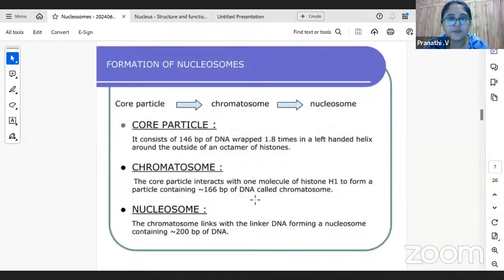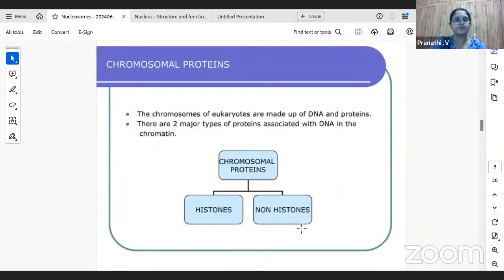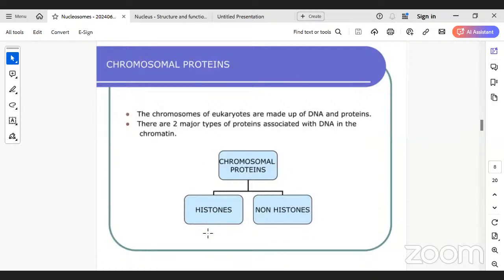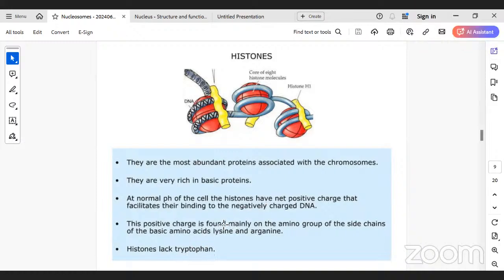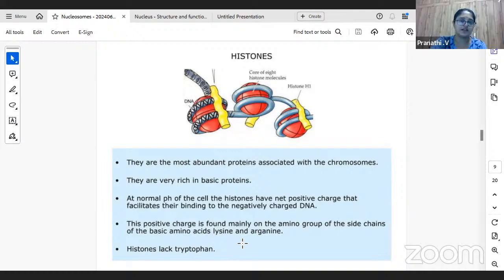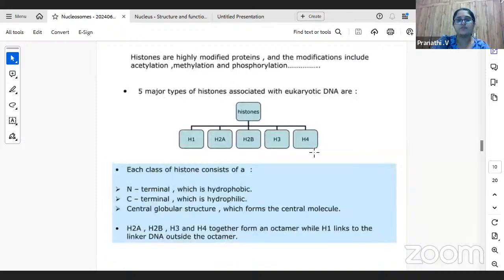And the formation is again core particle, chromatosome, into nucleosome. And chromosomal proteins, again of two types, histones and non-histones, and they're the most abundant proteins. And they do not have tryptophan. This you will have to remember. You have positive amino acids, that is lysine and arginine, but you do not have the aromatic amino acid, which is tryptophan. And highly modified proteins, again of two types, H1, H2A, H2B, H3, and H4.